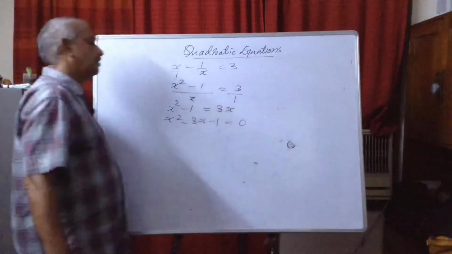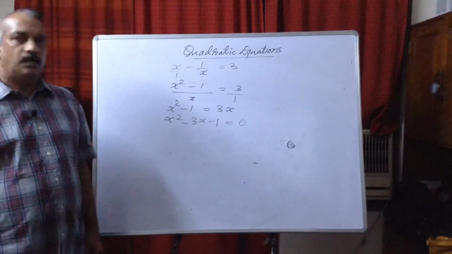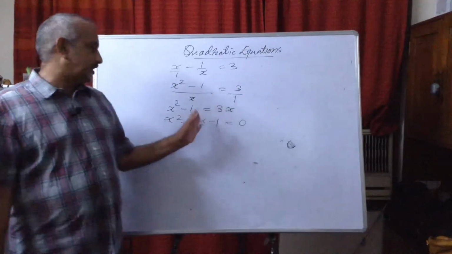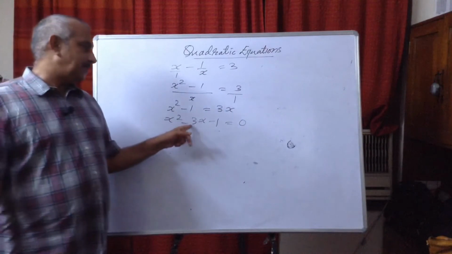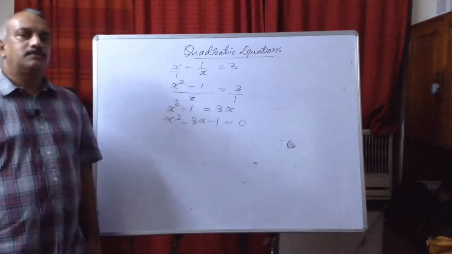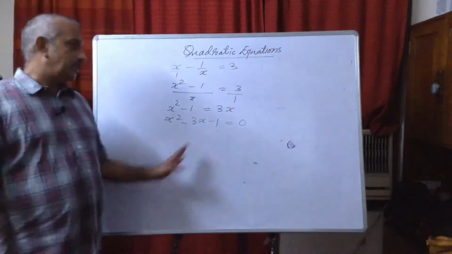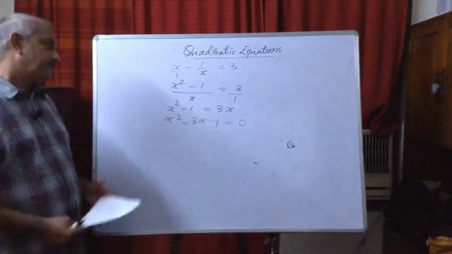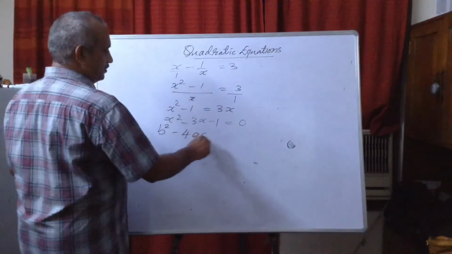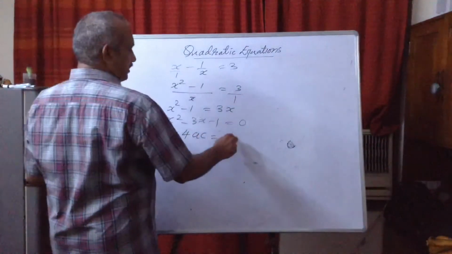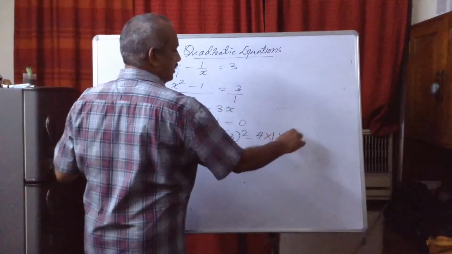Now see, suppose you are trying with factorization, then you have to find two numbers. When you add, you should get minus 3, and when you multiply, you should get minus 1, and we cannot find them. So in this case, you can do it only by using the quadratic formula. So let us first find out b square minus 4ac. b square minus 4ac is equal to minus 3 the whole square, minus 4 into a, 1, into minus 1.